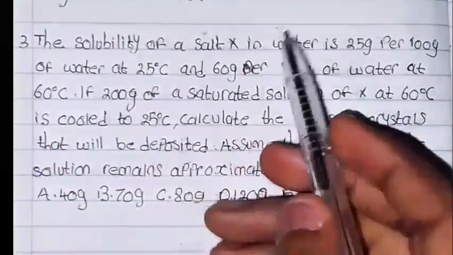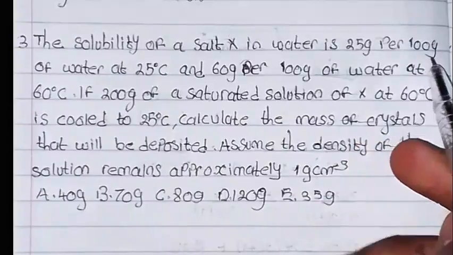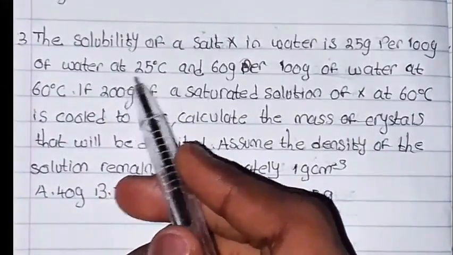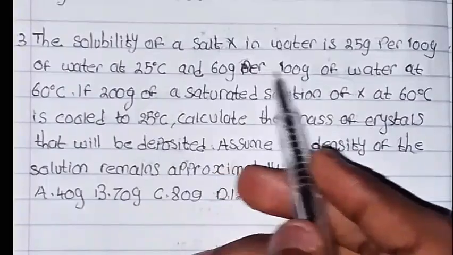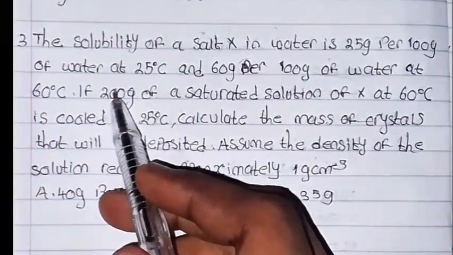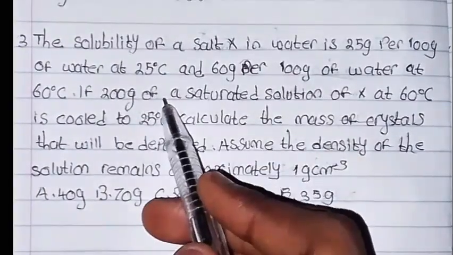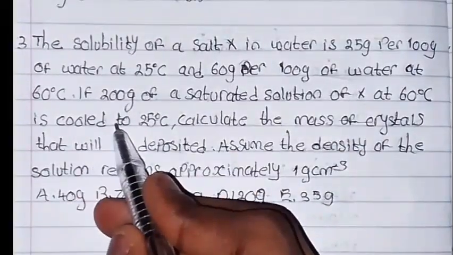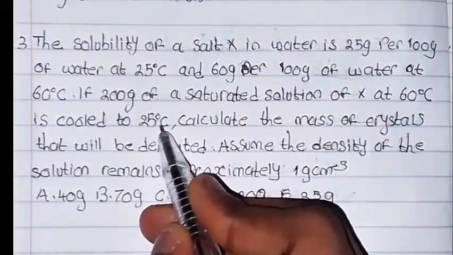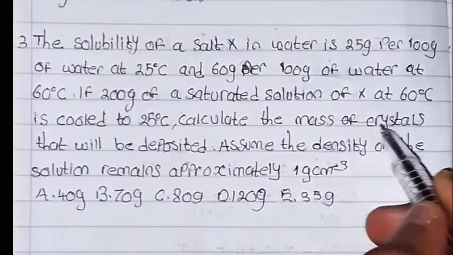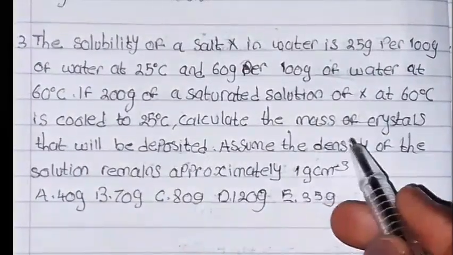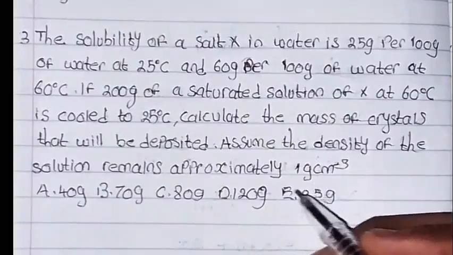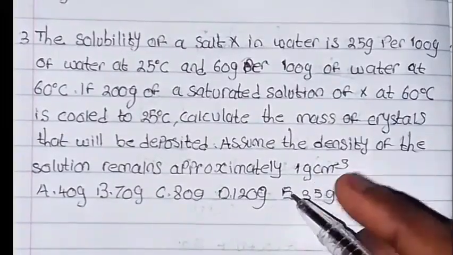The solubility of the salt X in water is 25 gram per 100 gram of water at 25 degrees Celsius and 60 gram per 100 gram of water at 60 degrees Celsius. If 200 gram of a saturated solution of X at 60 degrees Celsius is cooled to 25 degrees Celsius, calculate the mass of crystals that will be deposited. Assume that the density of solution remains approximately 1 gram per cm cube, that is constant.